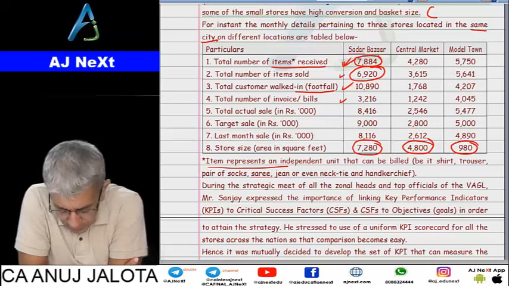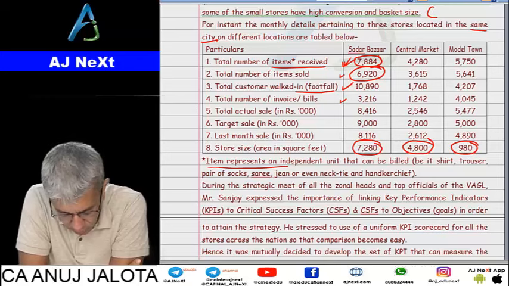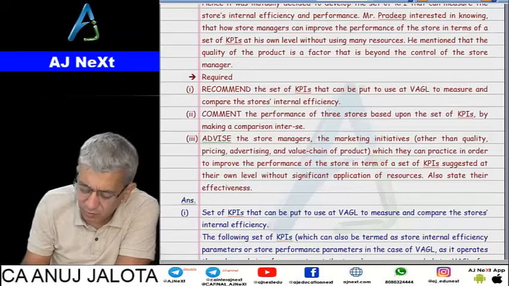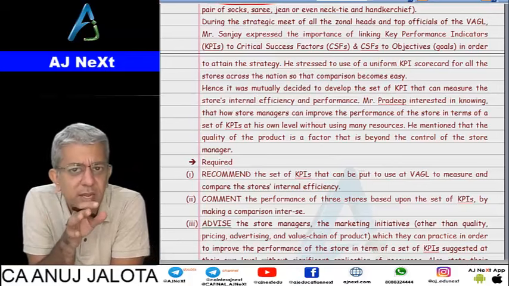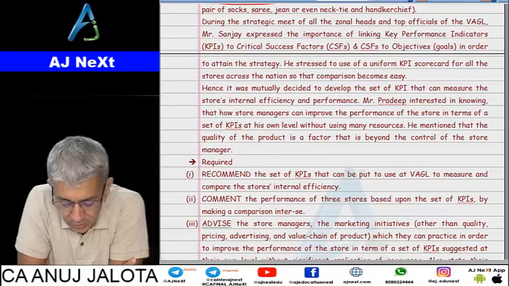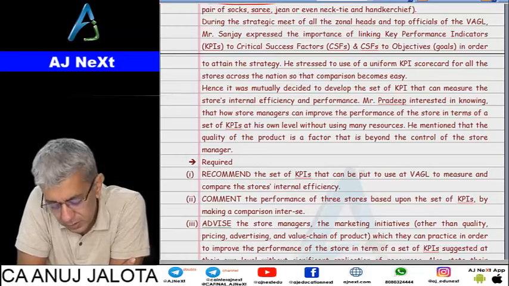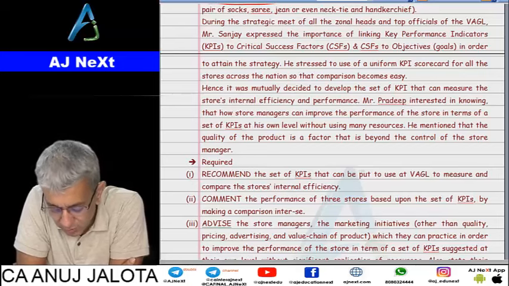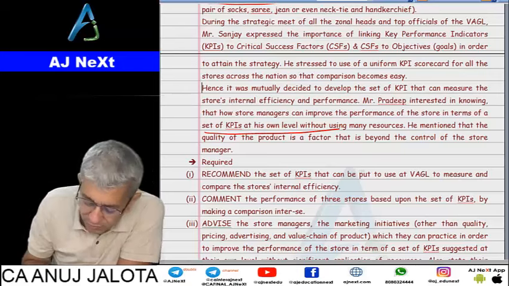He stressed the use of a uniform KPI scorecard for all the stores across the nation so that comparison can be made easily. So these people are saying, we would like to have a set of KPIs across the entire country so that it becomes very easy for us to compare. Hence, it was mutually decided to develop a set of KPIs that can measure the stores' internal efficiency and performance. Mr. Pradeep was interested in knowing how a store manager can improve the performance of the stores in terms of the set of KPIs at his own level without using many resources.